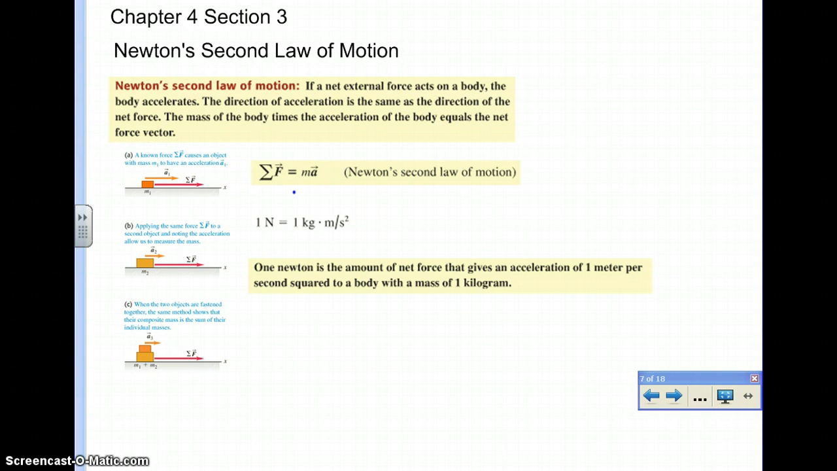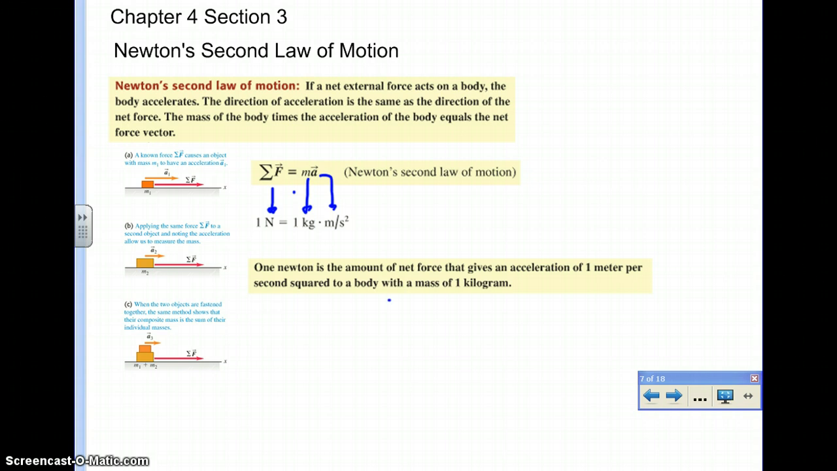The actual wording of the law itself says, if a net external force acts on a body, the body accelerates. The direction of the acceleration is the same as the direction of the net force. The mass of the body times the acceleration of the body equals the net force vector. That's probably not how Newton said it, because there's a lot of verbiage in there that's more modern, but it basically says F equals ma. It's from this equation that we get the definition of the unit of force, the Newton. 1 Newton is 1 kilogram of mass being accelerated at 1 meter per second squared.